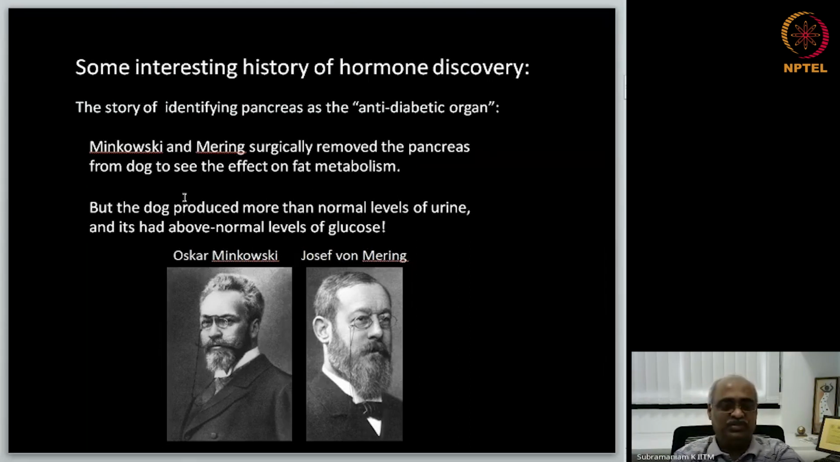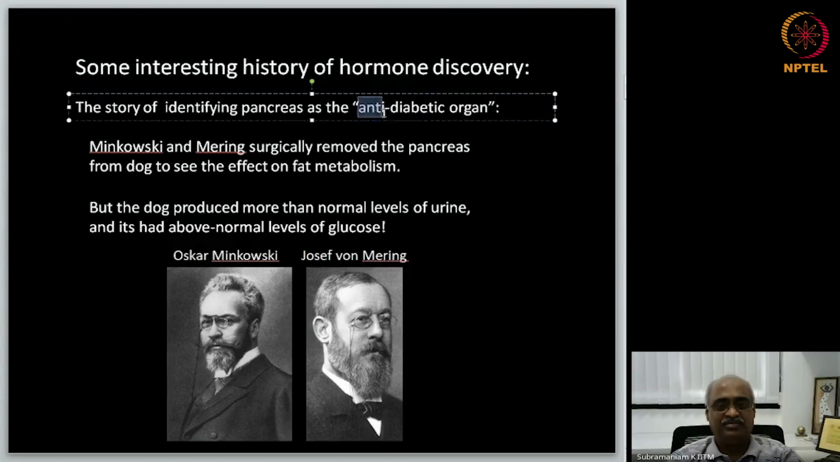But before they even proceeded to work on fat metabolism in the absence of the pancreas, they found that the dog was producing way more than the normal level of urine. And in routine measurements, they found it had a lot more glucose in the blood and urine than normal. This made them think that the pancreas is probably involved in controlling diabetes. So that is the anti-diabetic organ. These two guys identified the pancreas to be the anti-diabetic organ.